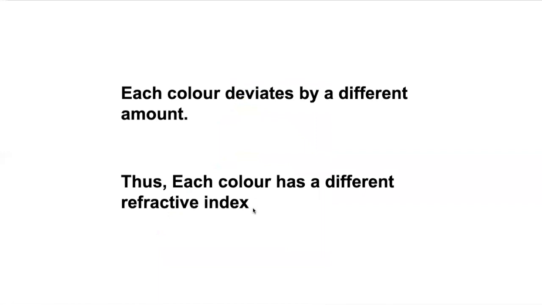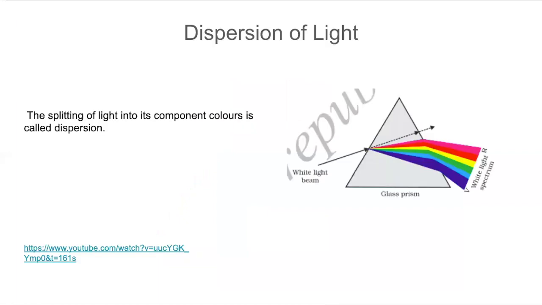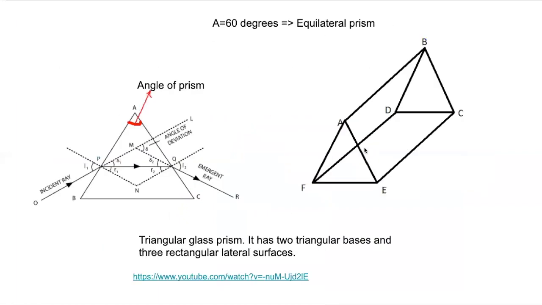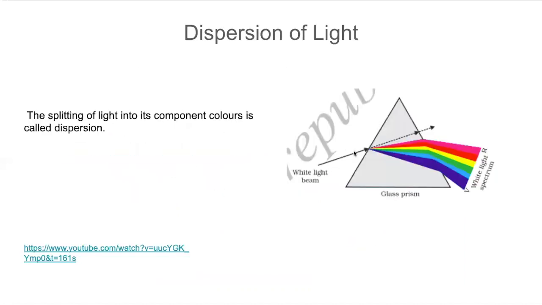Now, one more very important thing to notice from this experiment is that each color deviates by a different amount. What does it mean? Here, we had seen this is the angle of deviation, because this ray has deviated by this much. But here we are seeing there is not just one ray that is deviating. There are 7 rays. So one ray is actually deviating by this much. So for this, what will the angle of deviation be?